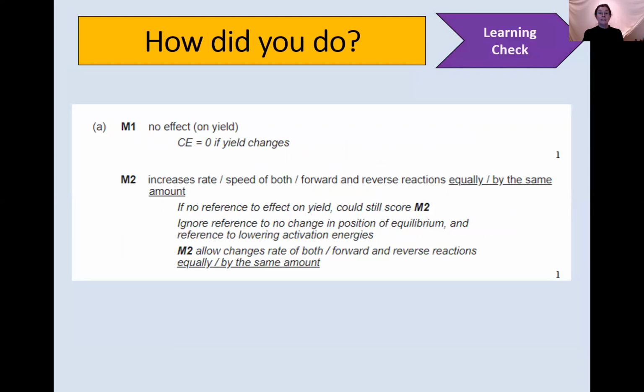Okay, so here's the answers, so you can check those. The catalyst has no effect on the change, but what it does is increase the rate or the speed of the forward and backward reaction equally, or by the same amount. You do have to mention the yield. If there's no reference to the yield, you could still score 2 by saying it increases the rate by an equal amount.